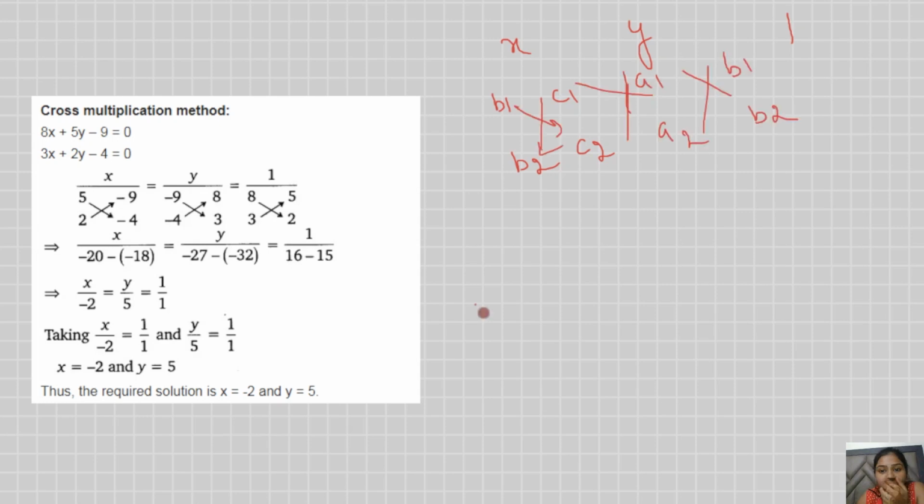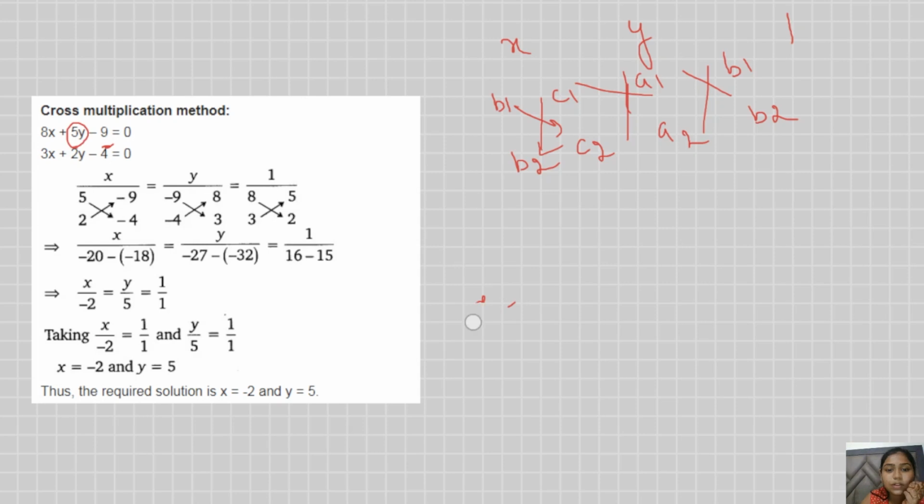So our x will be equals to b1 c2. So what is b1 here? b1 is 5 and c2 is minus 9, so minus 45 minus b1 c2 minus b2 c1. Sorry, I'm really sorry.